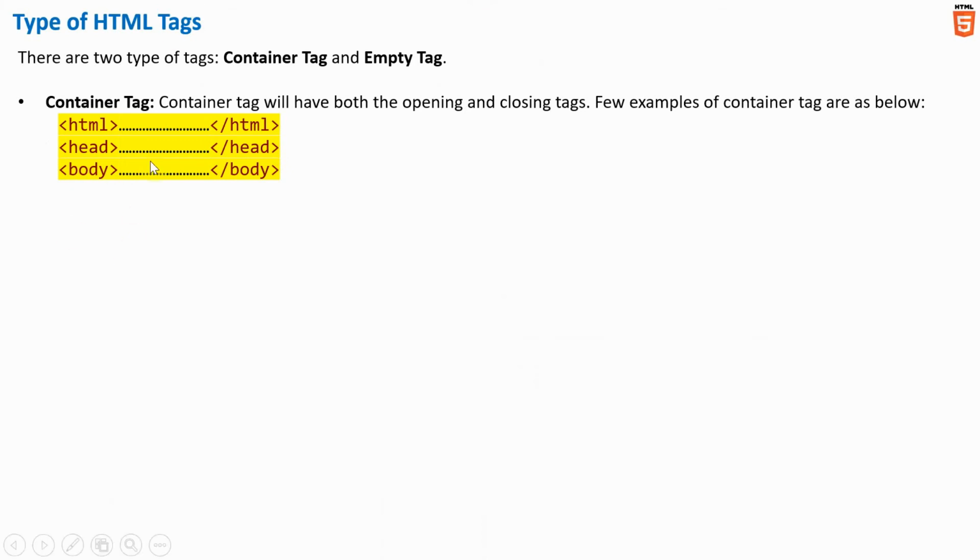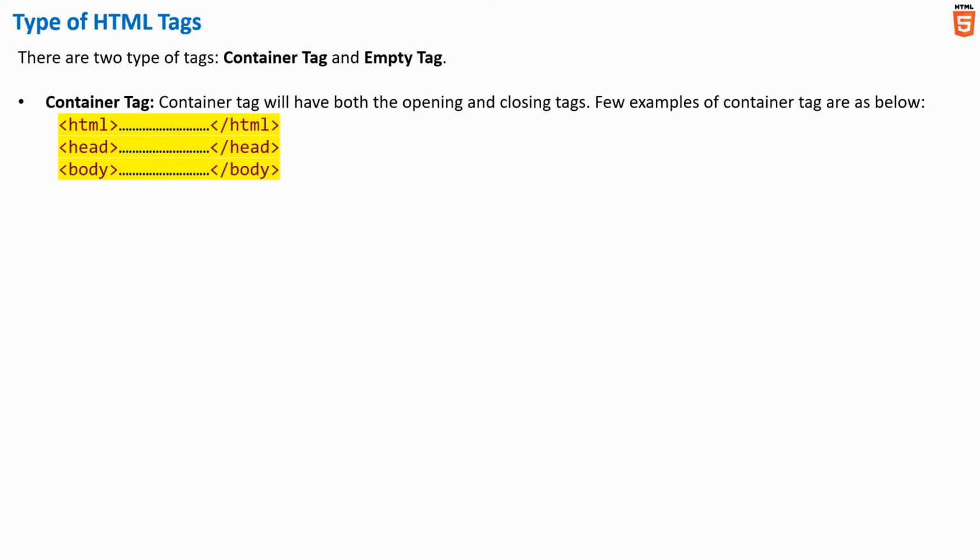Now here we have a combination of an opening HTML tag and a closing HTML tag. So this is an example of a container tag. Likewise, we have a combination of an opening head tag and a closing head tag. So this is another example of a container tag. And also we have an opening body tag and the closing body tag. This is another example of a container tag. Likewise, we have many more examples of a container tag which we will see throughout this course.